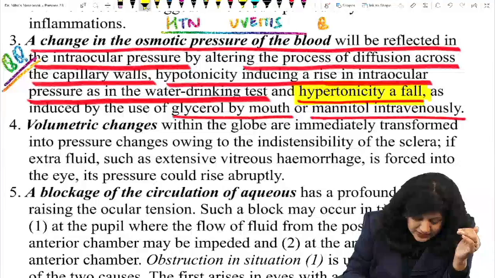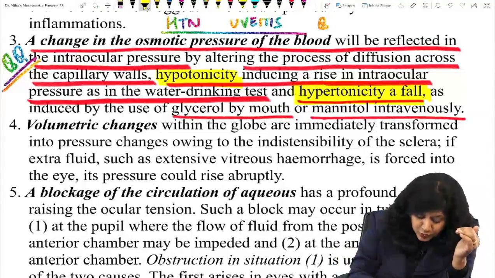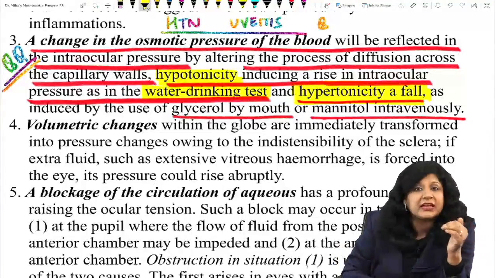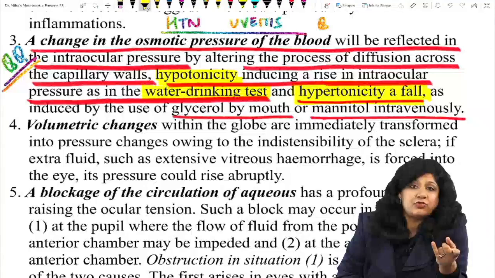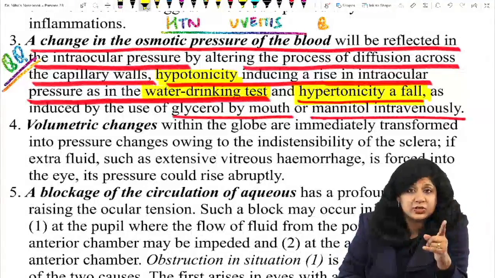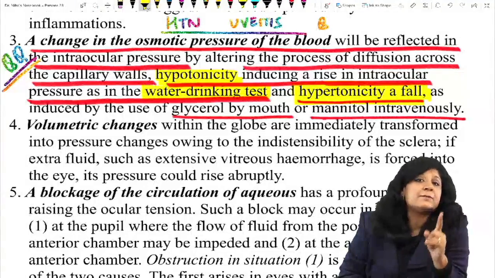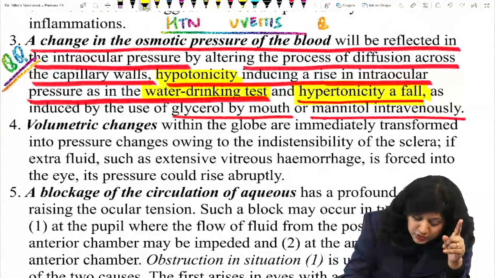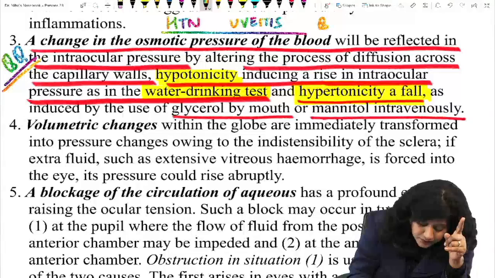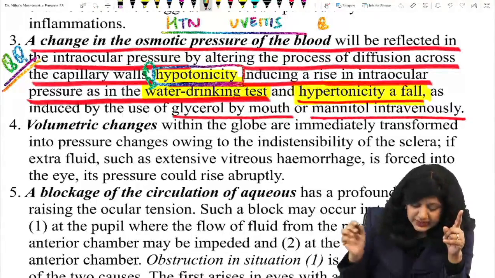While the other way around, hypotonicity is caused in the water drinking test. When I give water, there will be an increase in the intraocular pressure. So they can also ask you what is the reason behind the provocative test that we are doing, the water drinking test. The reason behind that provocative test is hypotonicity. So this word is again important.